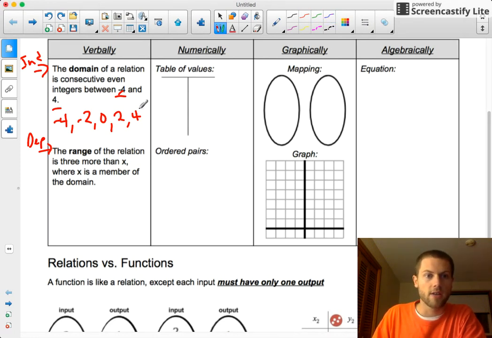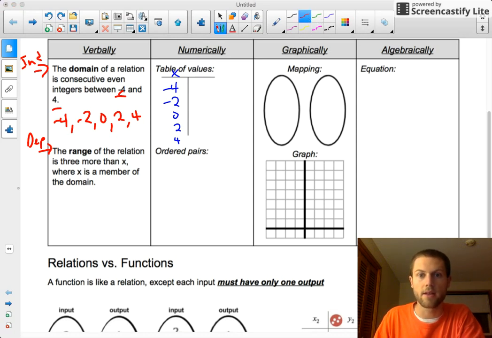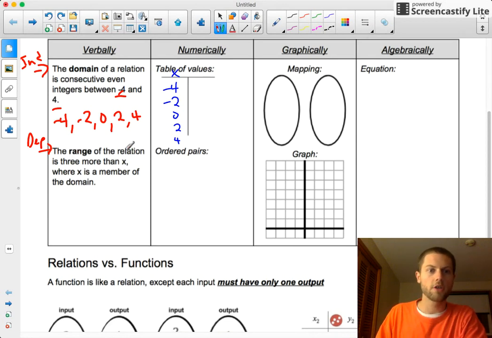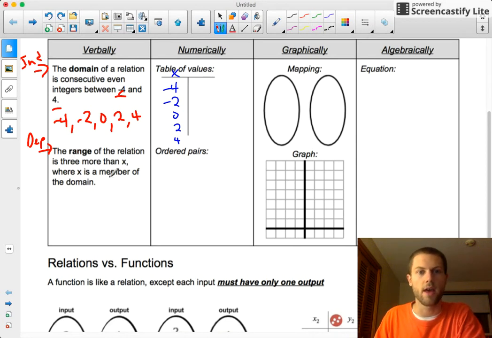So let's take this domain, and traditionally we put our x values on the left side of our table here, so let's fill that out. We'll use this same relation that we already described. We have our set of x values. Our domain is this set of 5 numbers. And our range then is going to be dependent on our domain. And let's go back to the rule here. The range of the relation is 3 more than the x.